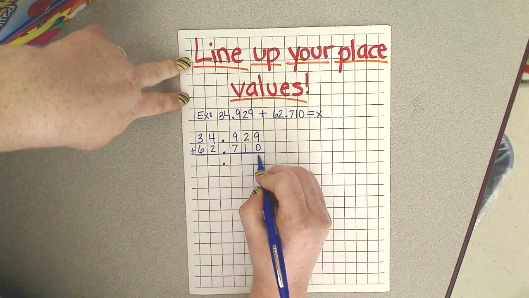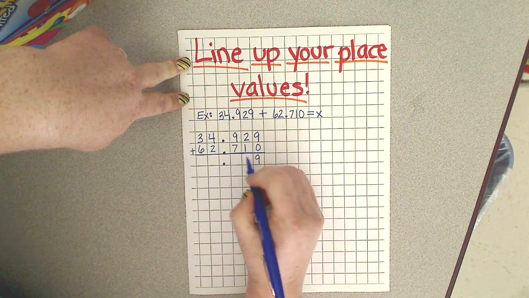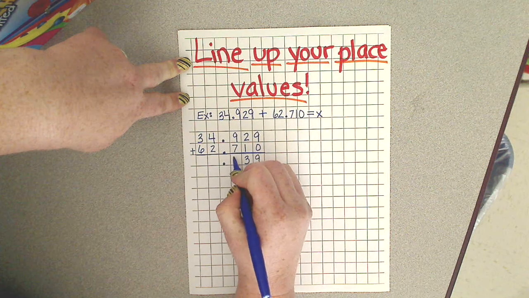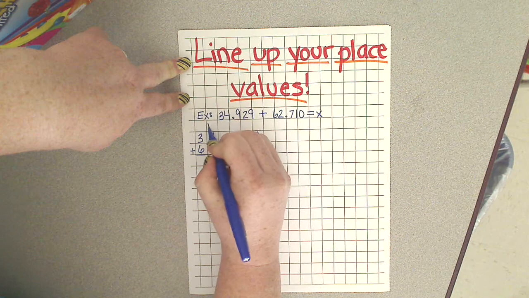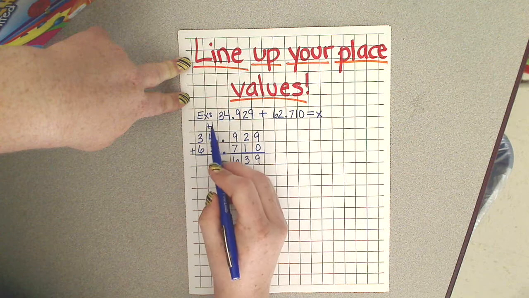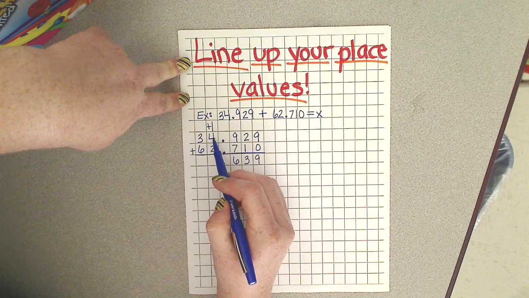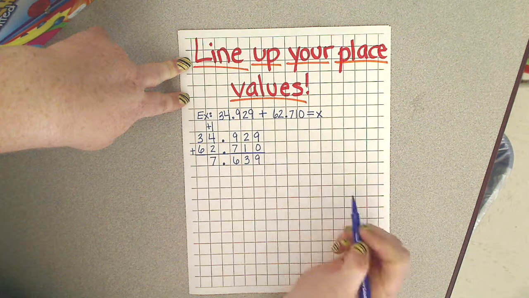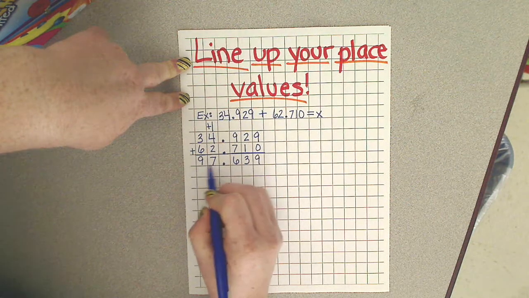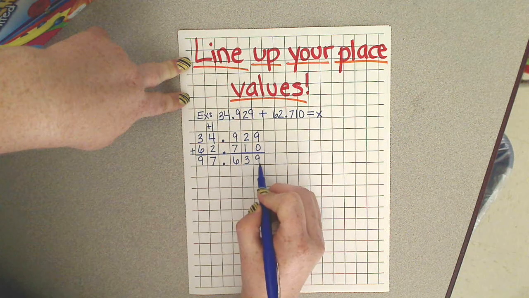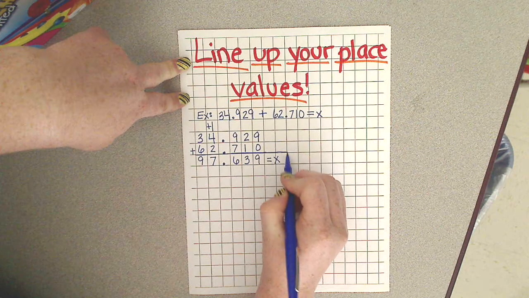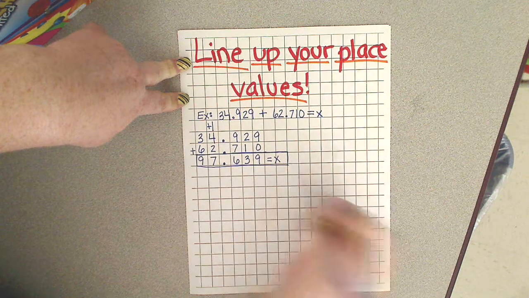9 plus nothing is 9. 2 plus 1 is 3. 9 plus 7 is 16. I leave my ones. I carry the tens to the next place value. Now, I just need to add these three down. 1 plus 4 is 5. 5 plus 2 is 7. 3 plus 6 is 9. So I can now say that 97 and 639 thousandths equals X. And I'm even going to put a box around it to show that that is my answer.